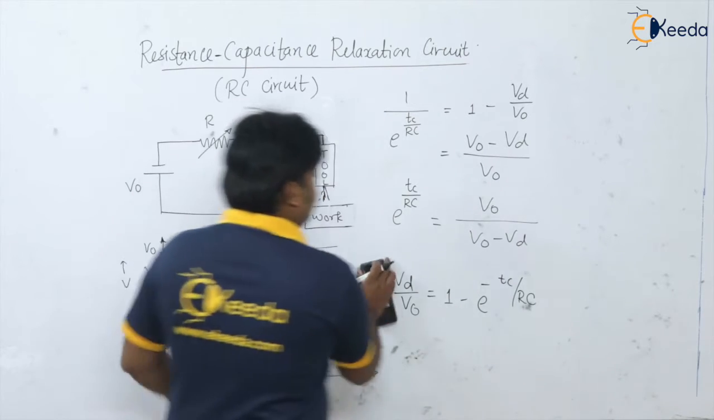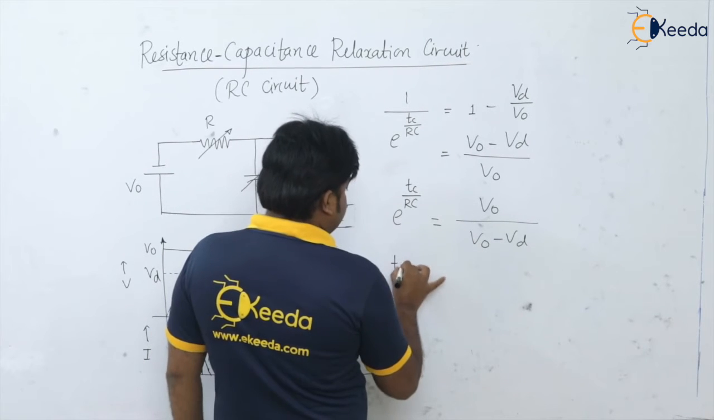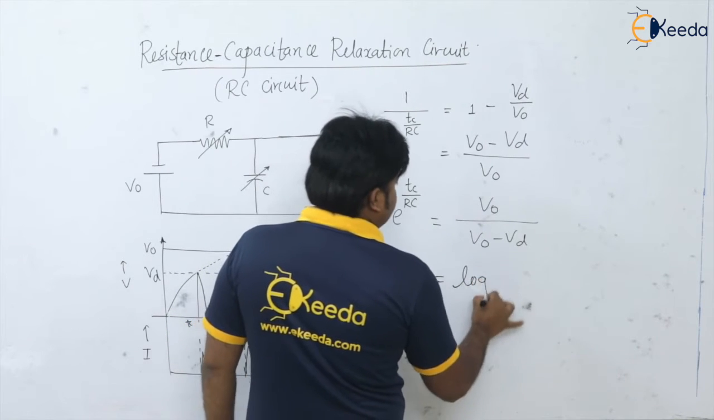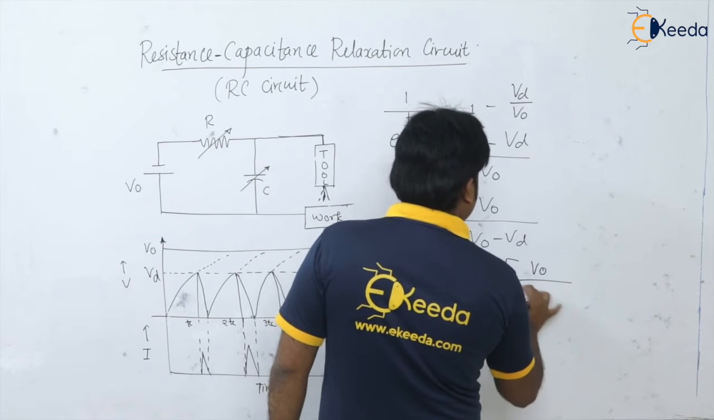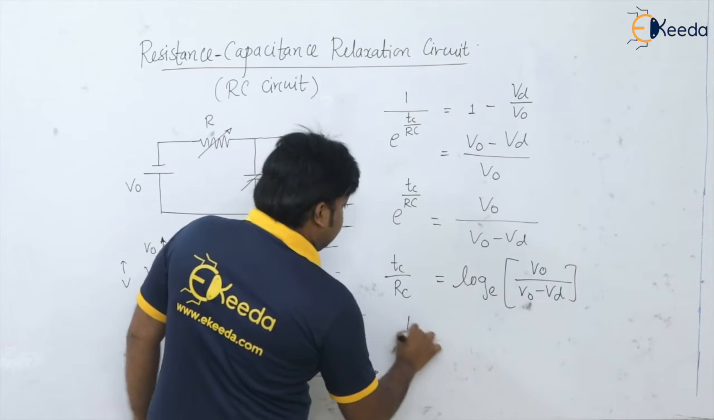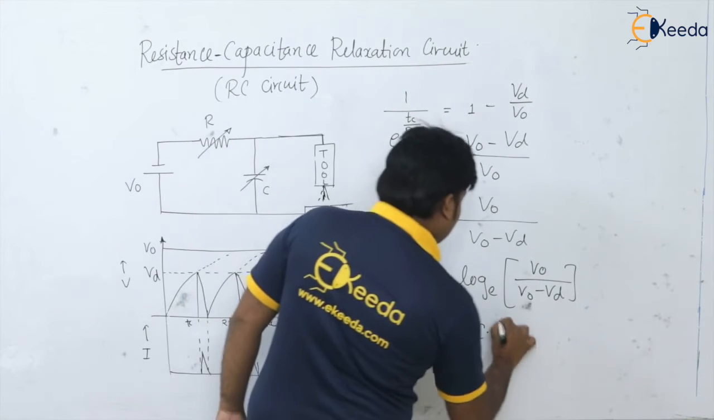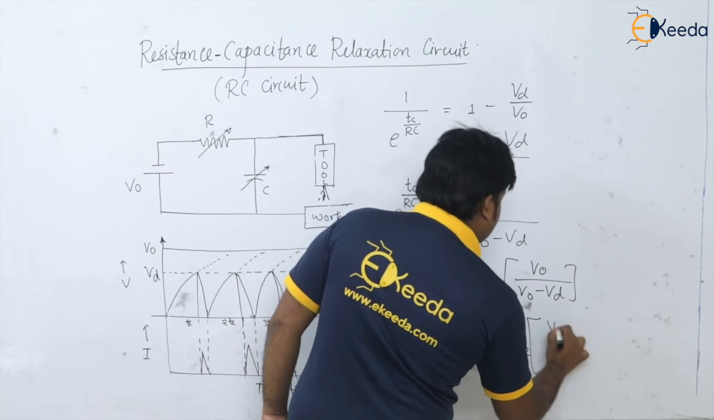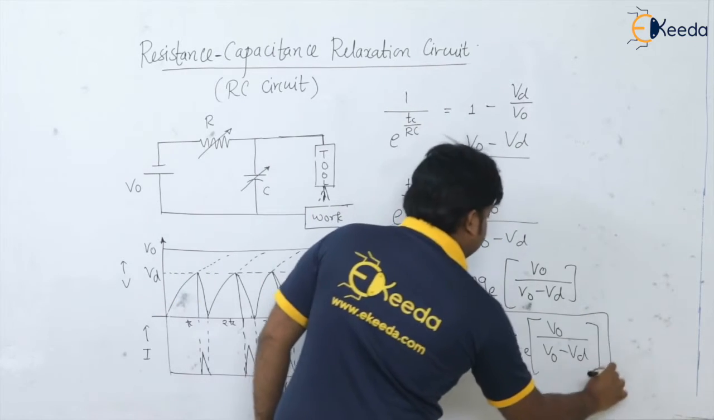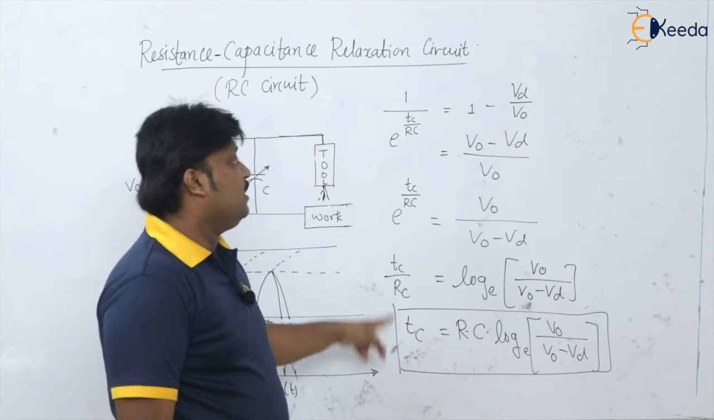So take the log of both sides. So TC divided by RC, isn't it? That is log E is equal to 1, that is log to the base E of VO divided by VO minus VD. So you will get here the value for charging time. Charging time is capital R, that is resistance, into capacitance C into log to the base E into VO divided by VO minus VD. So this is the charging time. You get this value for charging time in the electro discharge machining.